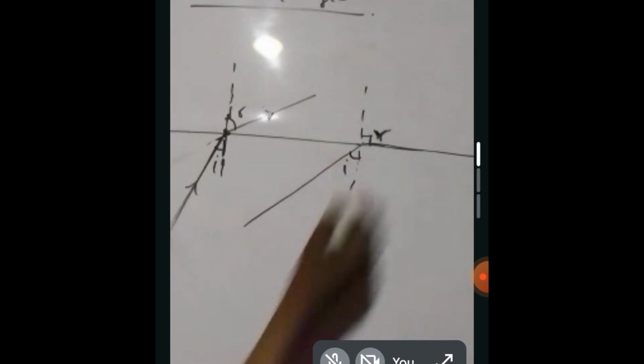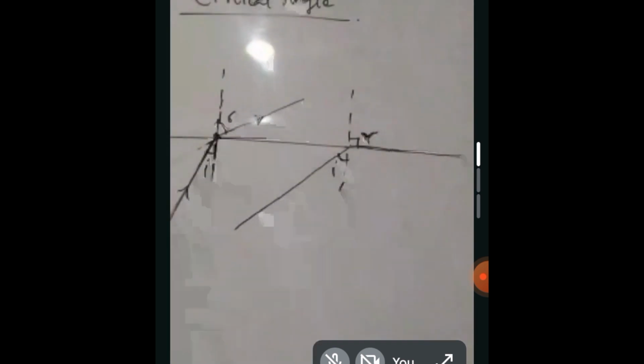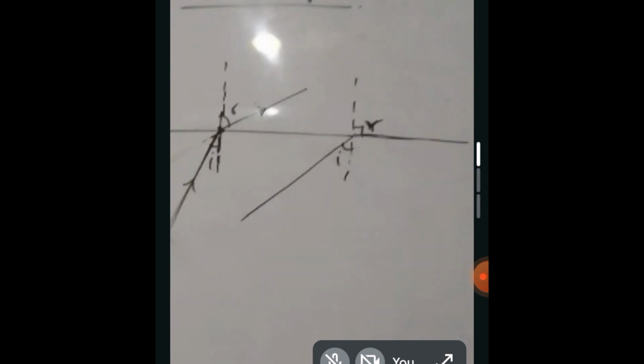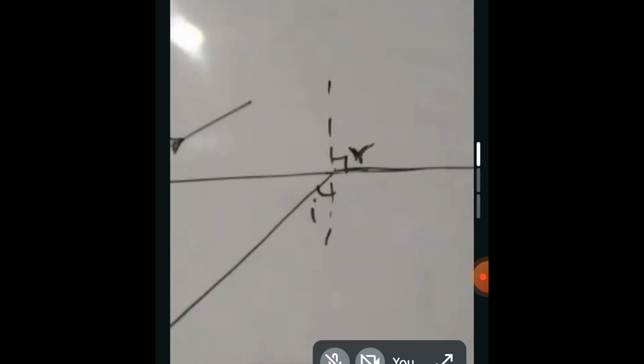And this is the angle of incidence. Please look at the two images very well. This is the angle of incidence here, and this is the angle of incidence here. This is the angle of refraction here, and this is the angle of refraction here.